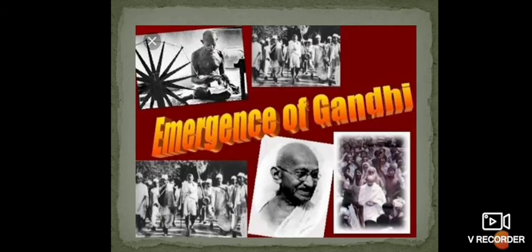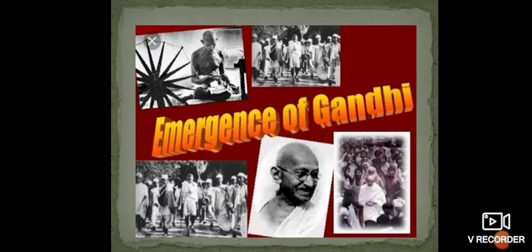And coming back to the emergence of Gandhi. We all know the story of Gandhiji, right? Gandhiji was a famous freedom fighter. Not only that, he is regarded as the father of the nation, right? The full name of Gandhi is Mohandas Karamchand Gandhi. He was born on 2nd October 1869 at Porbandar in Kathiawar in Gujarat.